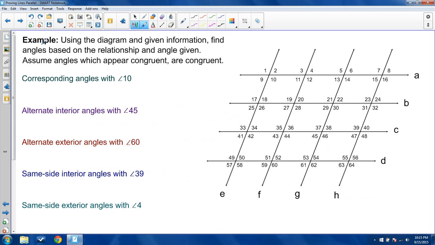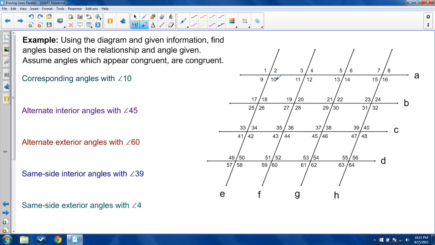Okay, so now I have an example here. Using the diagram and given information, we're going to find angles based on the relationship and angle given, and assume angles which appear congruent are congruent, meaning 19 is congruent to 37 and 55, etc. So you have lines right there. What we're going to do is look at each of these sets. Now I know this is a massive figure, but we're going to look at each of these sets here.